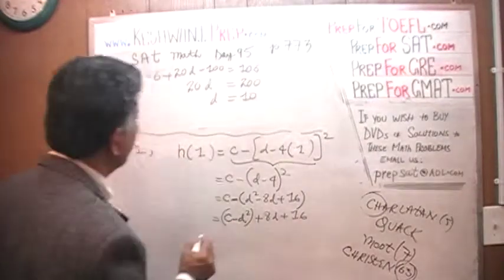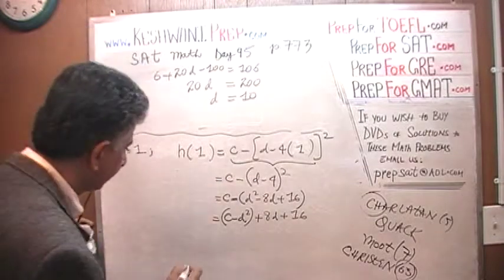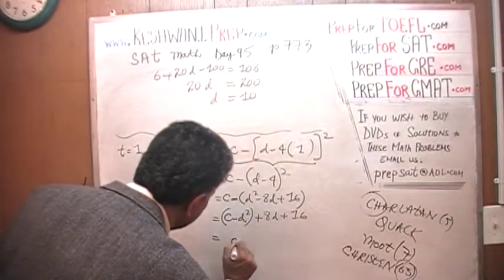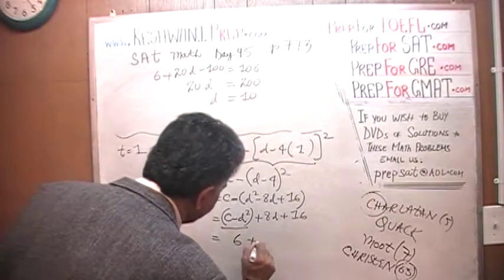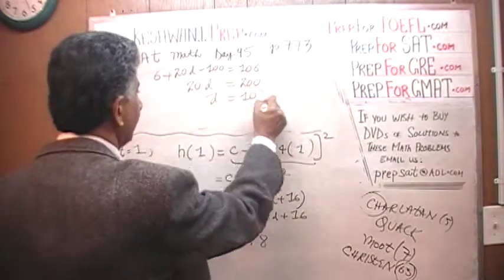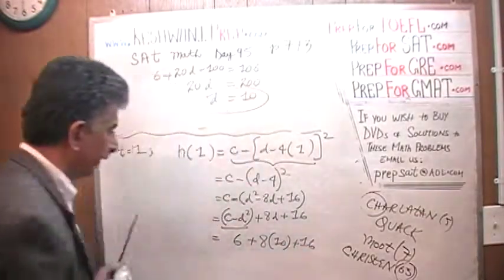C minus d squared, we already know how much that is. How much was it? C minus d squared we found out was 6. This quantity is 6 plus 8 times d, which we know is 10, plus 16. There you go, we're almost there.